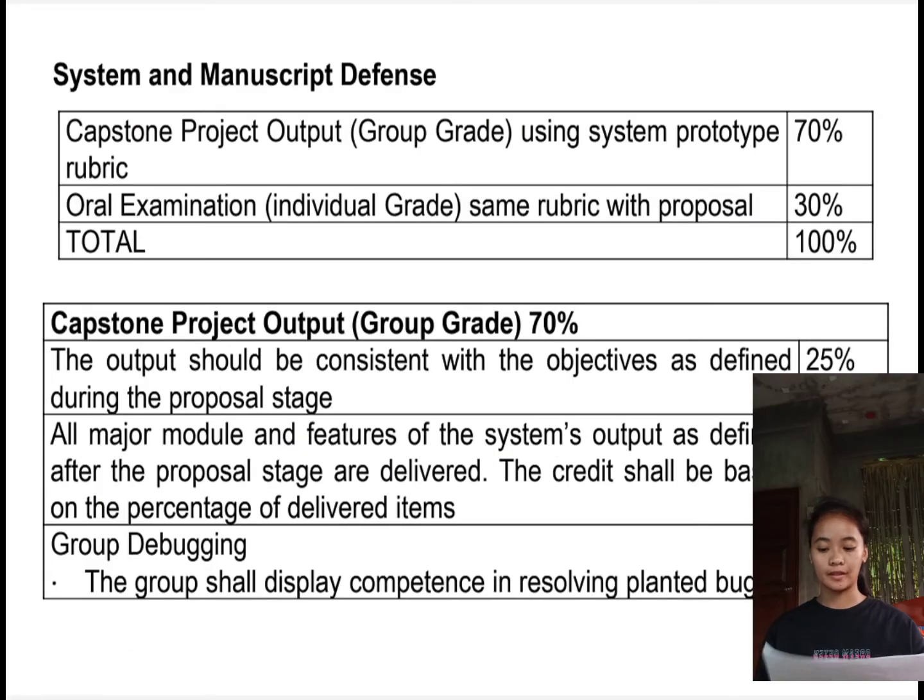System and manuscript defense. Capstone project output, group grade, using system prototype, 70%. Oral examination, individual grade, same rubric as with proposal, 30%, with a total of 100%. Capstone project output, group grade, 70%. The output should be consistent with the objective as defined during the proposal stage, 25%. All major modules and features of the system output as defined after the proposal stage are delivered. The credit shall be based on the percentage of delivered items, 25%. Group debugging. The group shall display competence in resolving planted bugs, 20%.